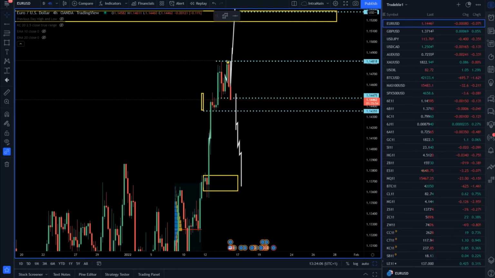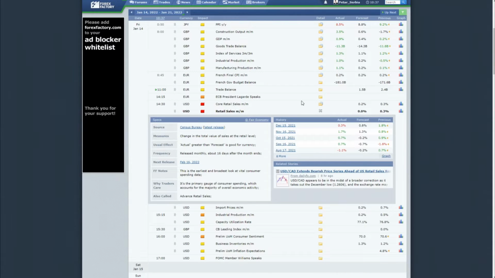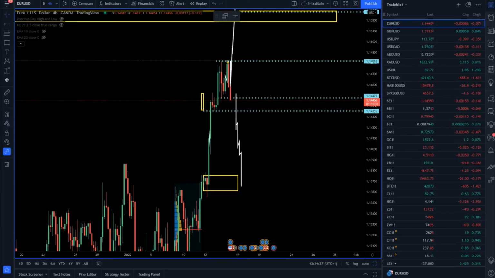So don't forget, we do have retail sales month on month and core retail sales month on month in just a few hours from now, in less than 2 hours. And we also have ECB President Lagarde's speech later. So plenty of potential events which can bring more volatility.